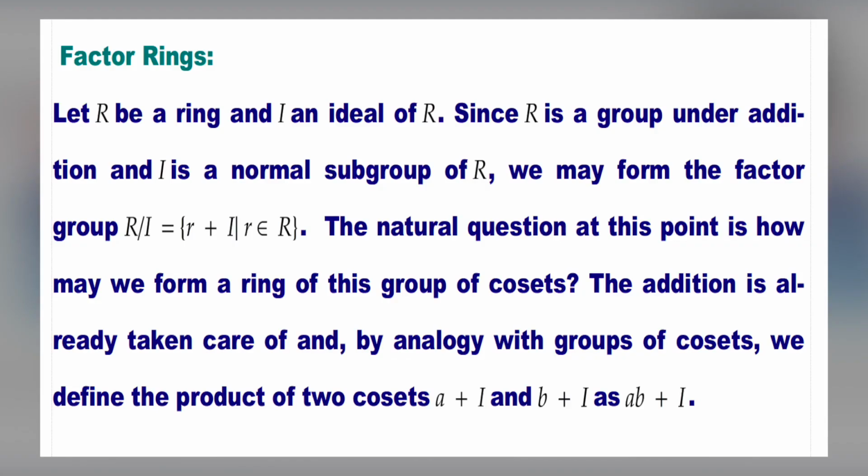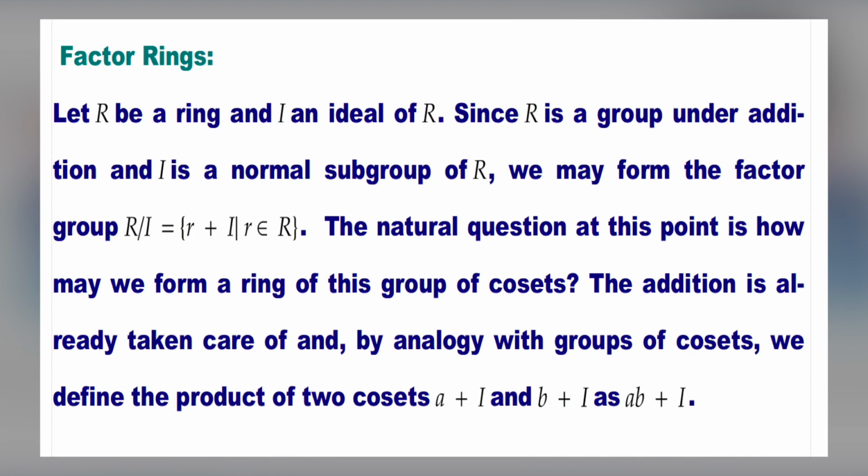We can form a ring based on the ideals. We have already discussed briefly about that ring in a previous module, which is nothing but a quotient ring or factor ring. Let us recall it once again here. Factor rings. Let R be a ring and I an ideal of R. Since R is a group under addition and I is a normal subgroup of R, we may form the factor group R/I equal to the set of all r plus I such that r belongs to R.